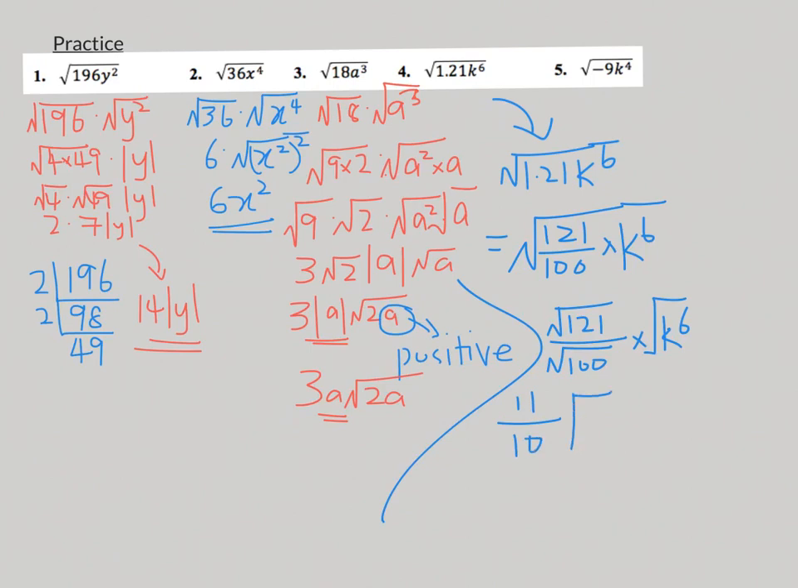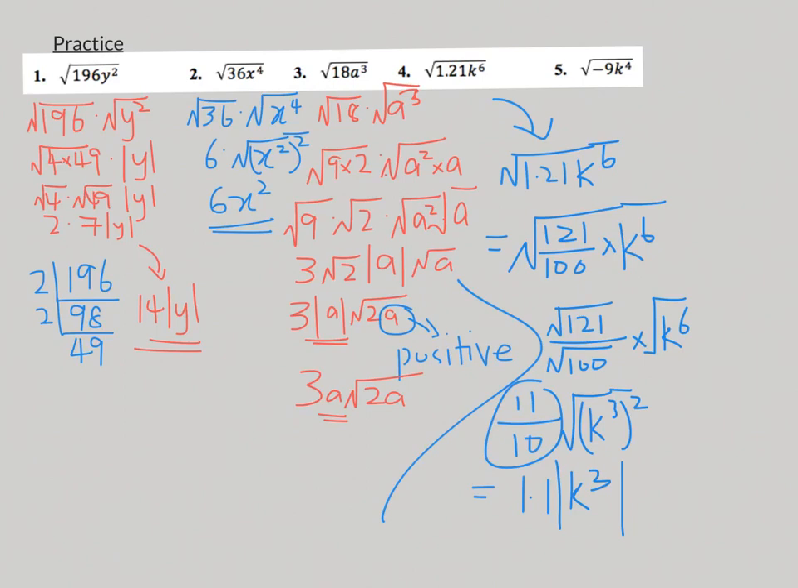And think about what number squared would give you k to the 6th. That would have to be the square of k cubed. So here I can rewrite the fraction as a decimal. I'll get 1.1, and this k cubed. In this case, do I have to put the absolute value around k cubed? The answer is yes, because we want only the positive value.